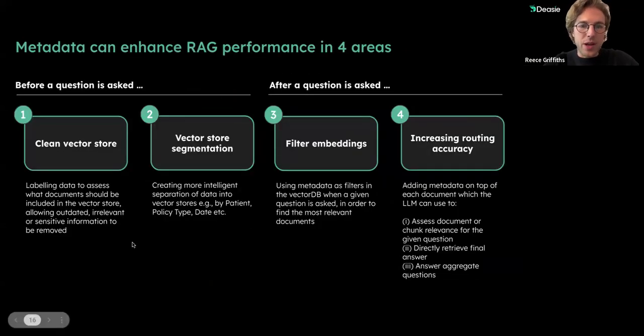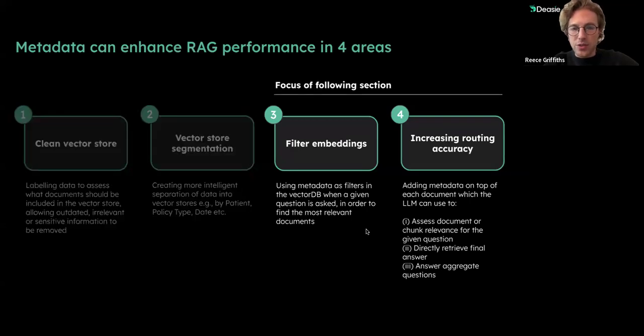Now, in terms of where this plays a role in building RAG pipelines or Gen AI more broadly, we see four core areas. So prior to any question being asked, using metadata to, for example, identify the latest version of a document, filter out sensitive information, and effectively pre-filter data ahead of LLM usage. Secondly is using metadata to create more intelligent segregations of documents within a vector space. So for example, creating a cluster of documents for each policy type, each patient, and so on, so that you can have more efficient routing downstream.